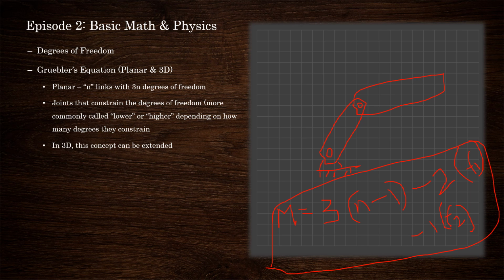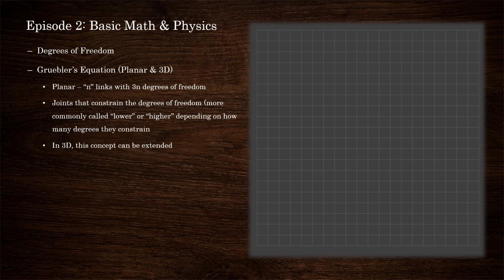So in 3D as well, this concept can be extended. Of course, 3-dimensional space has 6 degrees of freedom. We will know more about it and we'll learn more about it. Don't worry, these are all available online. You can just search for Gruebler's mobility equation of planar mechanisms and you'll get it, but something to note.